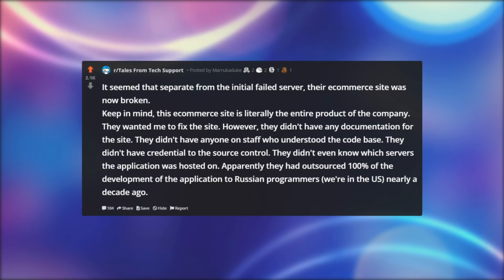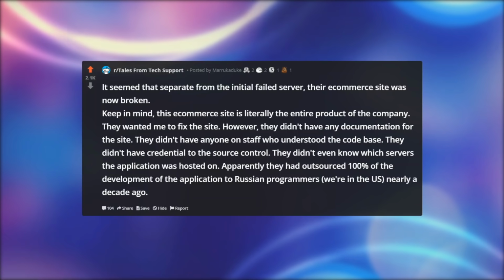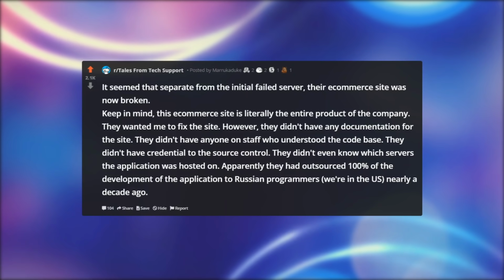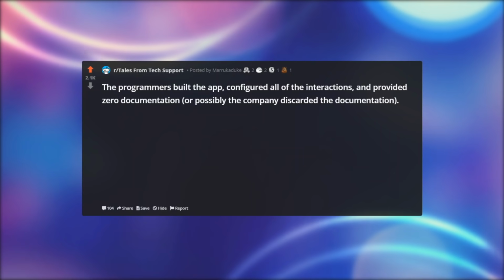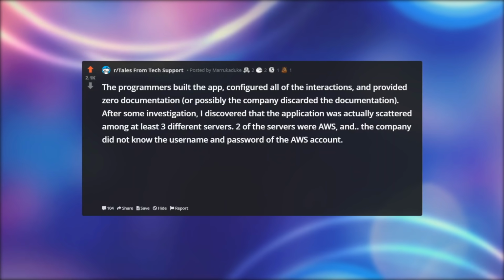However, they didn't have any documentation for the site. They didn't have anyone on staff who understood the code base. They didn't have credentials to the source control. They didn't even know which servers the application was hosted on. Apparently they had outsourced 100% of the development of the application to Russian programmers, while they were in the US, nearly a decade ago. The programmers built the app, configured all of the interactions, and provided zero documentation, or possibly the company discarded the documentation.